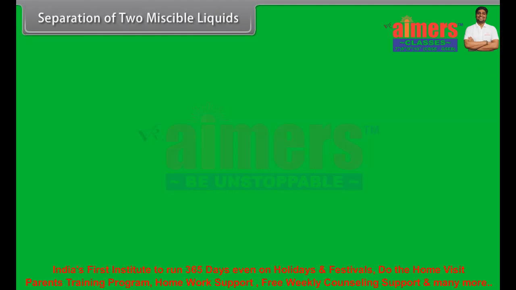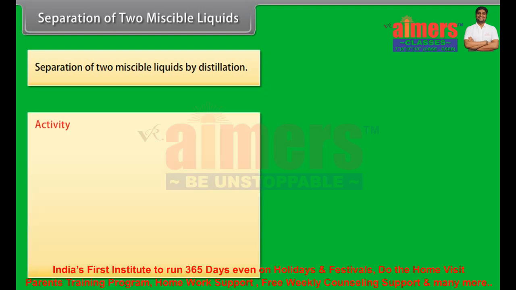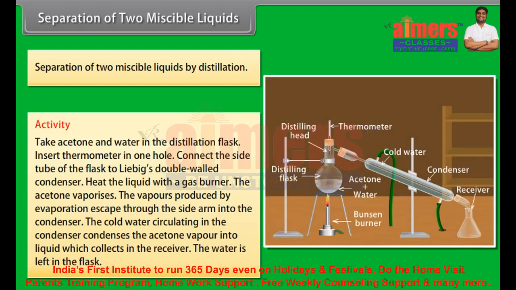Separation of two miscible liquids. Separation of two miscible liquids by distillation. Activity. Take acetone and water in the distillation flask. Insert a thermometer in one hole. Connect the side tube of the flask to Liebig's double-walled condenser. Now heat the liquid with a gas burner.